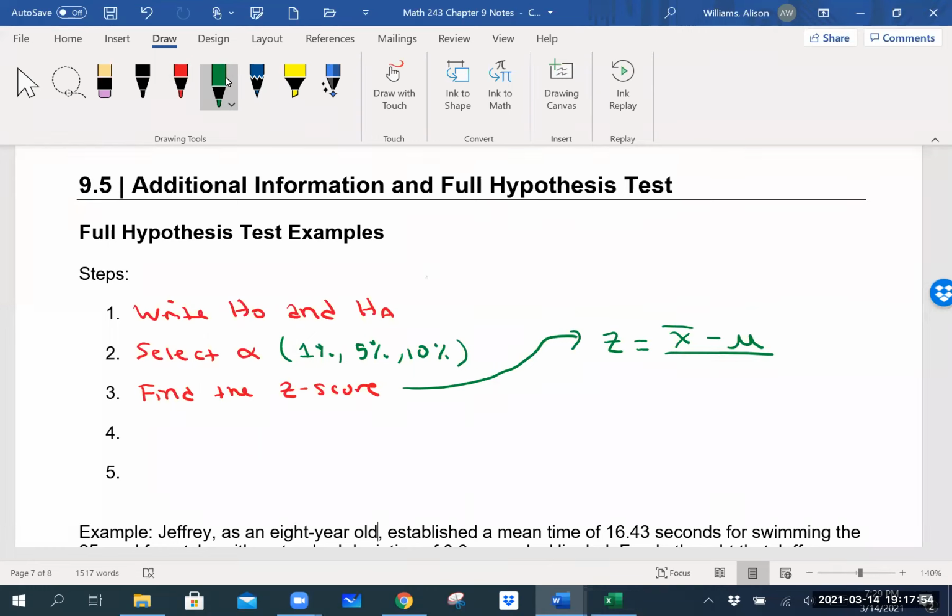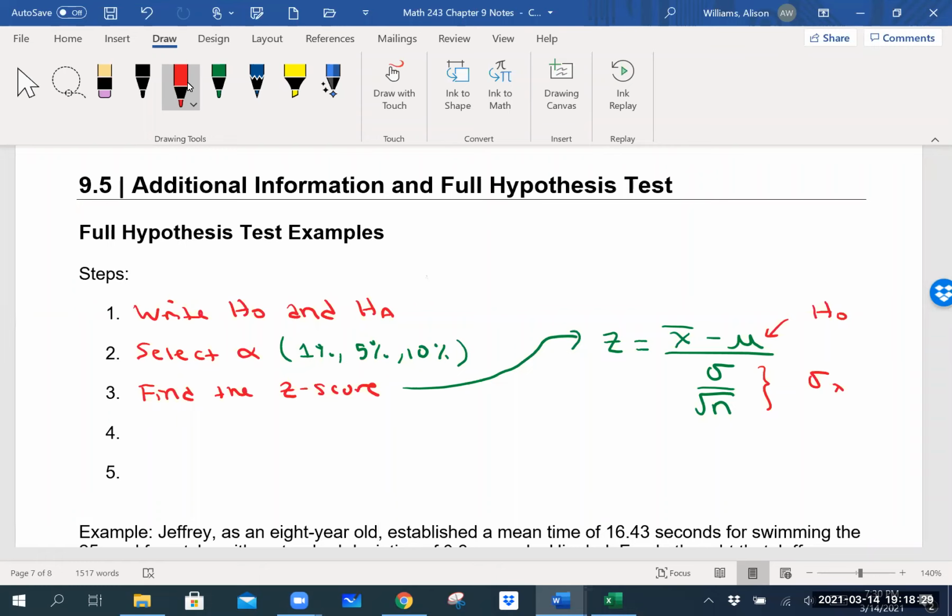So do x bar minus mu. Mu, by the way, is the same mu from the null hypothesis. So that's from the null hypothesis. Okay. Divided by sigma over the square root of the sample. All right, so that's the formula I'm going to use. You could just calculate the sigma over the square root of the sample, like this bottom part. You could do the adjusted sigma by itself and then do the z-score. That's fine. But that's what we're doing. I'm just doing it all at once.